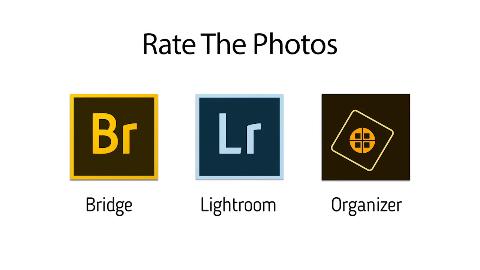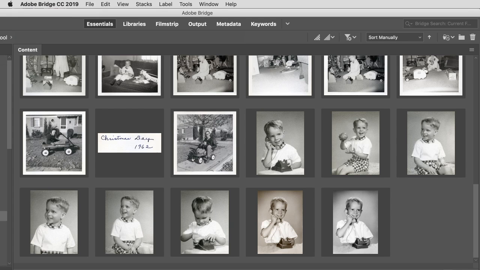First, I rate the photos. If they're digital or scanned, I rate them in a program like Bridge or Lightroom or Photoshop Elements Organizer, and they're all pretty similar in how you rate your photos. All 3 of these are Adobe products, but other companies make organizing software as well. Here I'm using Bridge, which is my favorite program for viewing, organizing, and rating photos. If you don't have viewing and organizing software, I'd recommend it. And it's free. You can download it on adobe.com.